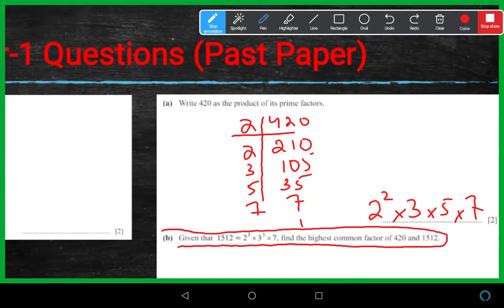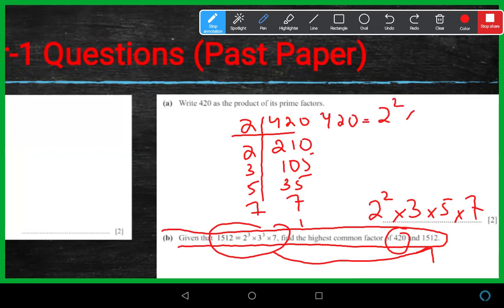Given that 1512 is 2 raised to the power 3 multiplied by 3 raised to the power 3 multiplied by 7, find the highest common factor of 420 and 1512. So they already solved 1512. They've given us the value. And in part A, we have solved 420. So how can we solve this question? You have to just write 420: 2 raised to the power 2 multiplied by 3 multiplied by 5 multiplied by 7.